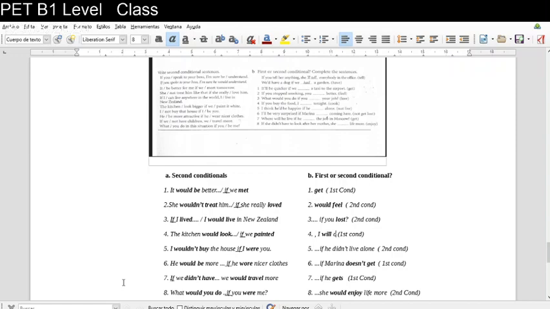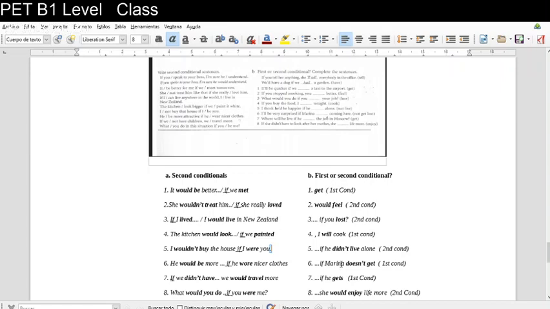Very good. Number five, I think he'd be happier, would plus infinitive, if he didn't live alone. Didn't live is simple past, second conditional. Yeah. Number six, I'd be very surprised, future with will, if Marina doesn't get the job in Moscow. Then doesn't get is present simple, third person singular.